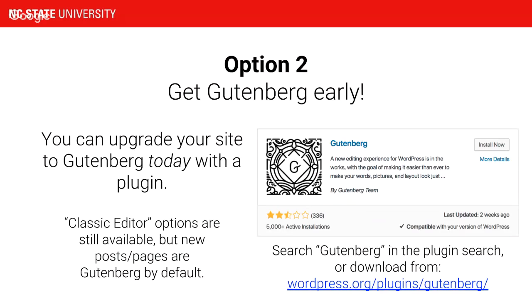Now, if you wanted to get Gutenberg early, like before Thursday, you still could. It's a plugin on the WordPress plugin repository, and so you can install that and start using it now, or play with it, see what's going to happen. If you want to do a trial run, if you have a dev version of your site, you can install that today and see what happens when you convert stuff to Gutenberg, see if there's any issues. And that'll leave the classic editor still available, but it'll let you make new posts in Gutenberg if you want to.